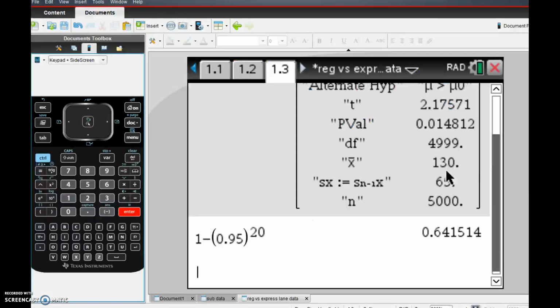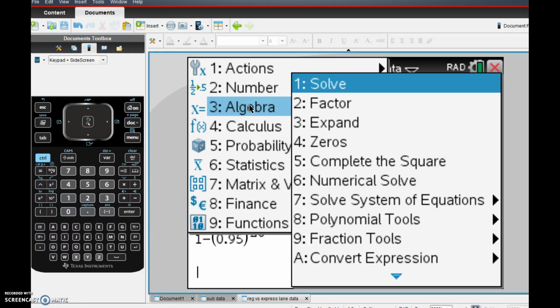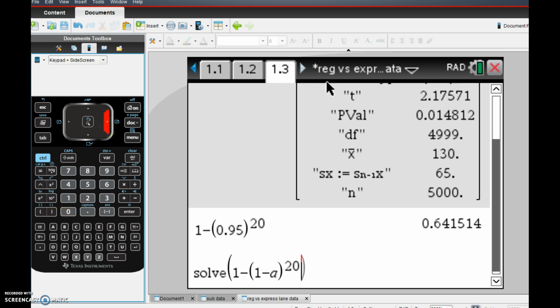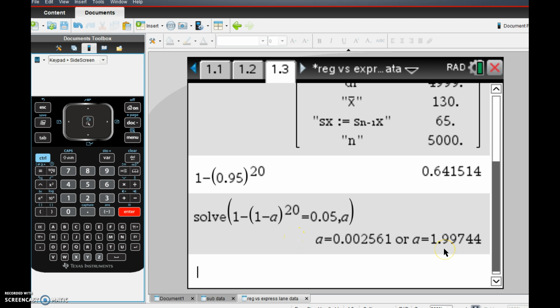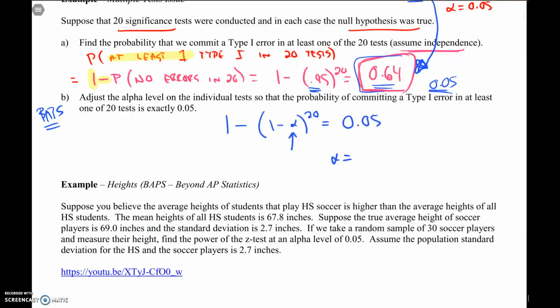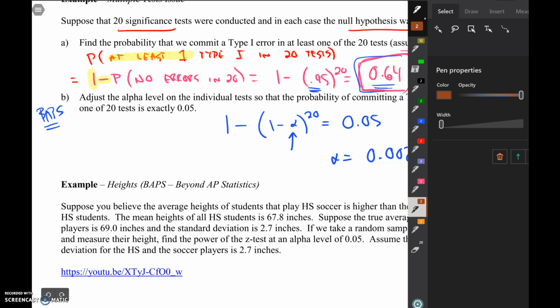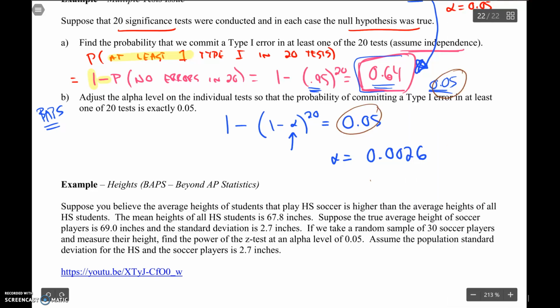I'm not going to solve this equation by hand. I'm just going to use a calculator because why not? So 1 minus (1 minus A) to the 20th, and I want that to equal 0.05. I want to solve it for A. We're getting multiple solutions because you have an even-powered polynomial here, I think. So obviously this 199% isn't going to work, but this is 0.0026. So what this means is, if you want to have an overall alpha rate of 0.05 for getting a type 1 error in 20 tests, then you should run each individual test at a 0.0026 level.